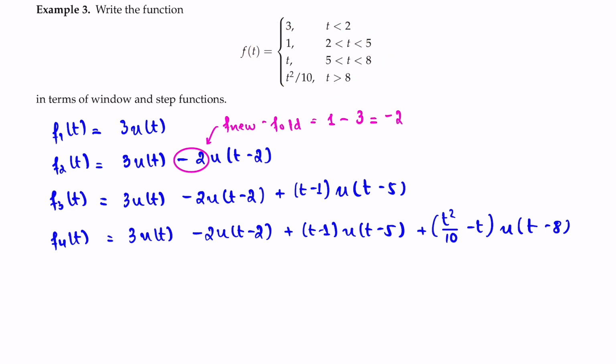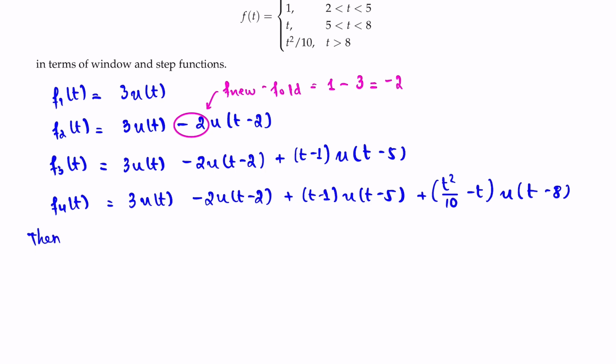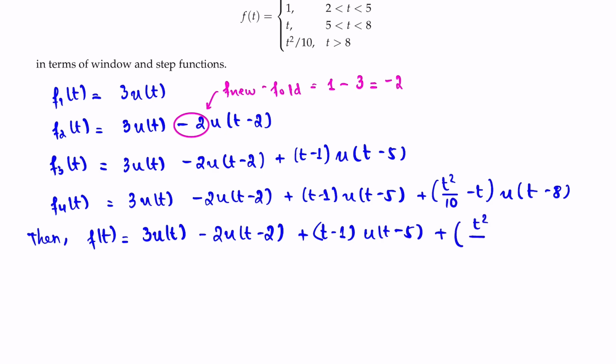Okay. Then f of t is equal to 3 times u of t minus 2 times u of t minus 2 plus t minus 1 times u of t minus 5 plus t squared over 10 minus t times u of t minus 8. Okay, any questions? No. Okay, good. So this function is represented in terms of step functions.